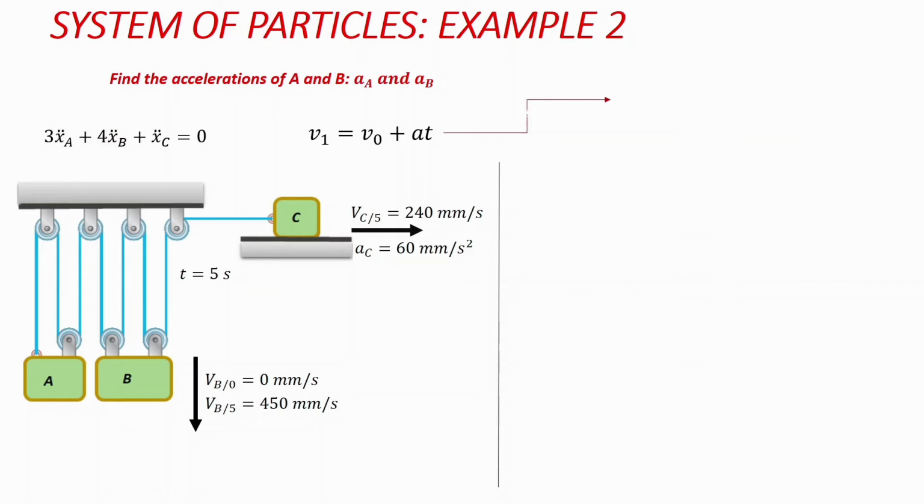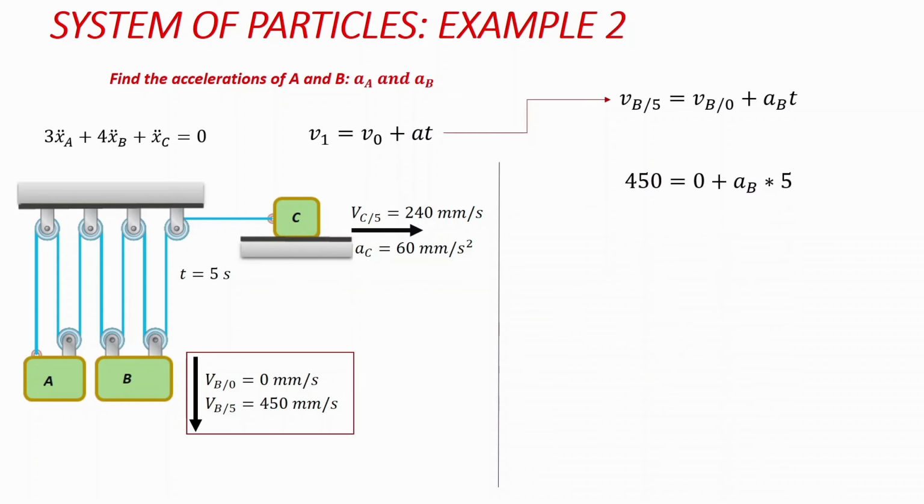We're going to use the first one, v subscript 1 is equal to v subscript 0 plus at, to estimate the acceleration of block B because we have its initial velocity and the final velocity when the time is 5 seconds. So if we bring in the core variables that describe particle B, v subscript B5 is equal to v subscript B0 plus a subscript B times time. If we input the respective values into the equation and simplify, we can quickly observe that the acceleration of particle B is 90 millimeters per second squared.